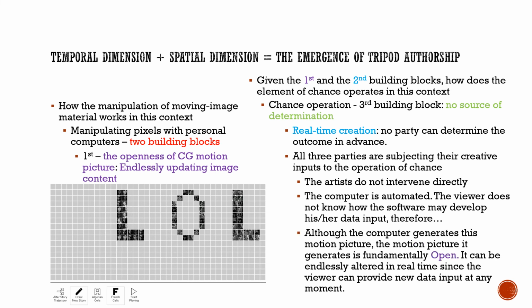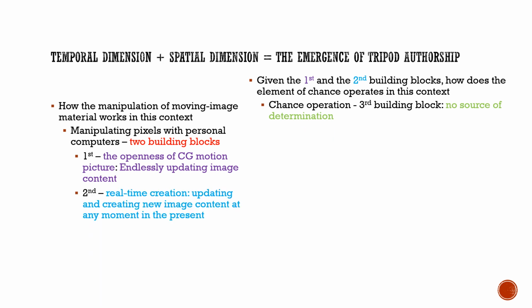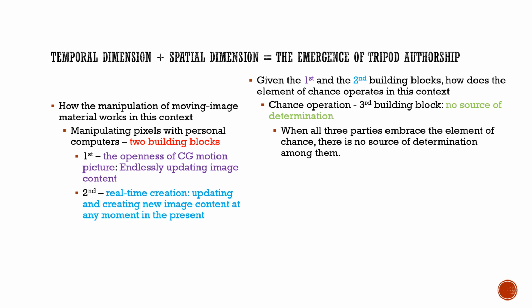And lastly, although the computer is responsible for developing data and generating motion picture, the motion picture it generates is fundamentally open. Therefore, it can be infinitely altered in real time as the viewer can provide new data input at any moment. As a consequence, all three parties face a high degree of indeterminacy and embrace the element of chance. In other words, there is no source of determination among them.